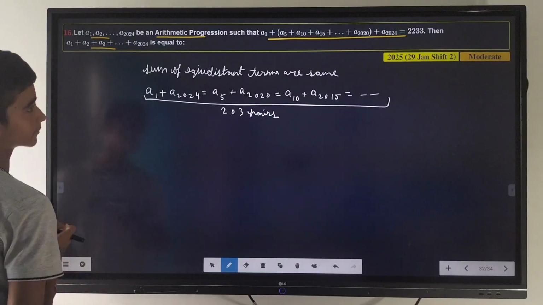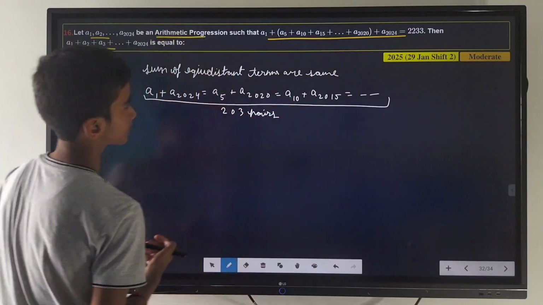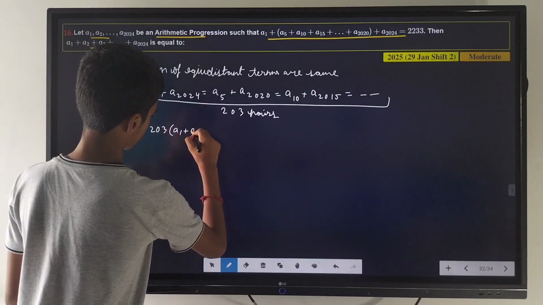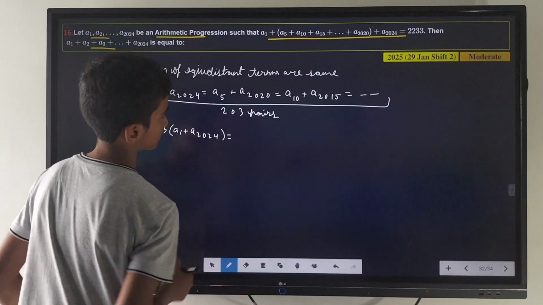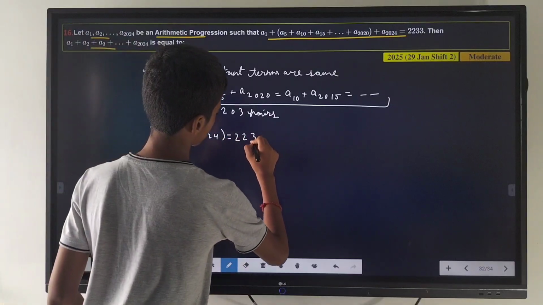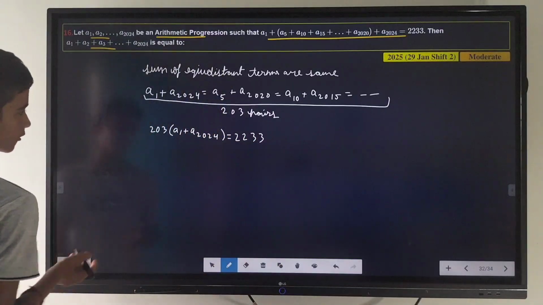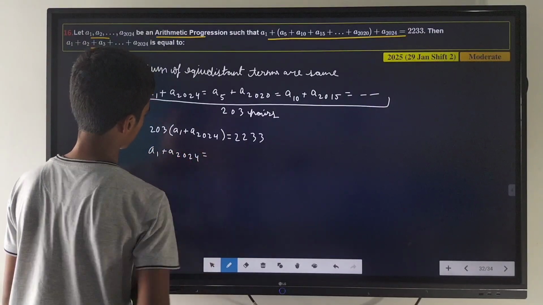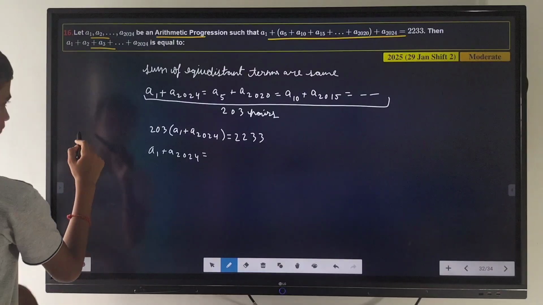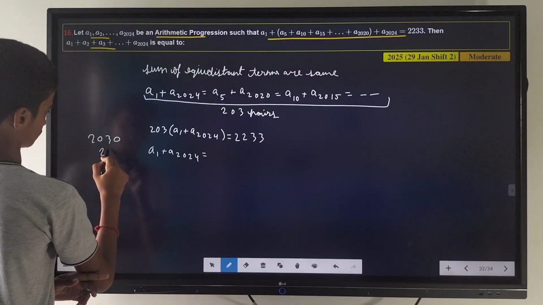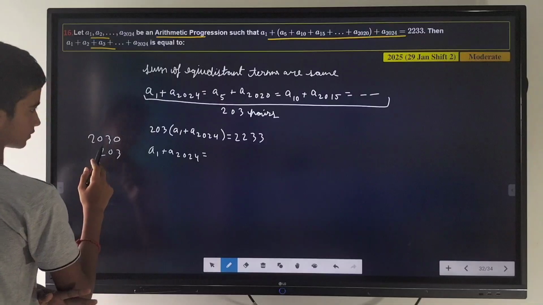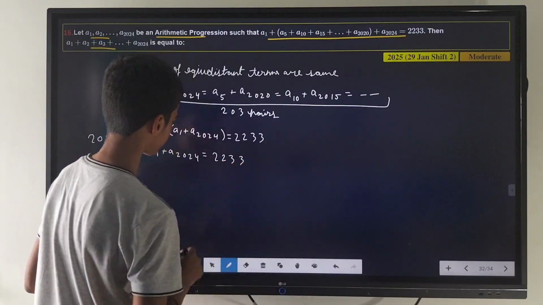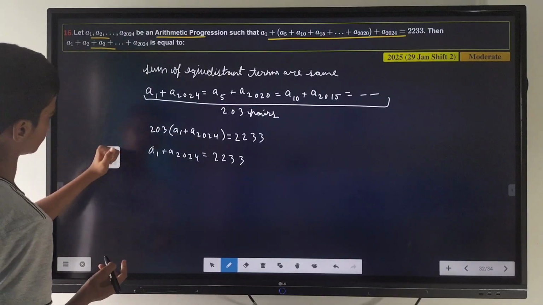We have 203 pairs. Now we can write the whole sum as 203 into a1 plus a2024 is equal to 2233. So from here a1 plus a2024 is equal to 2233 upon 203. So this will be 11.